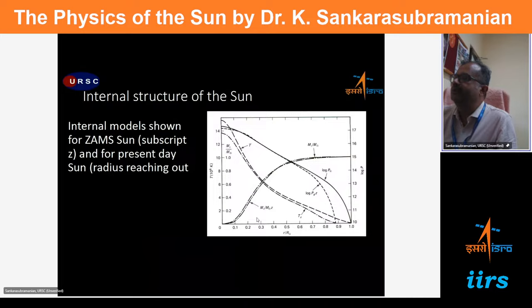And the total mass starts to increase. The total mass is basically the mass contained within the radius. As you go away from the core, the mass will start increasing, because the radius is also increasing, even though the density is decreasing. So this is the kind of internal model which we have arrived at.